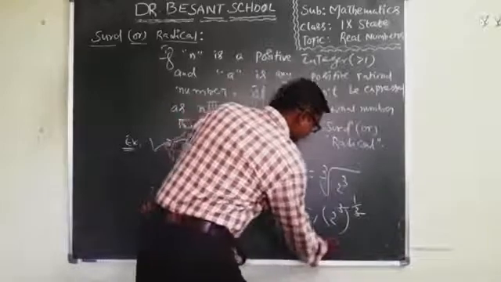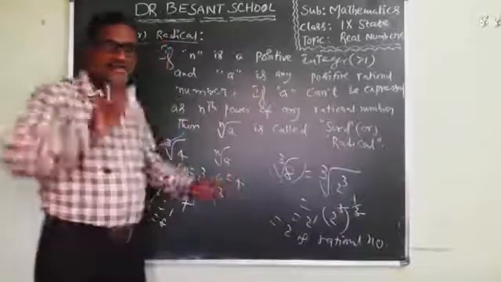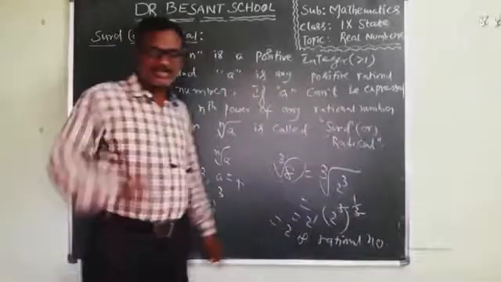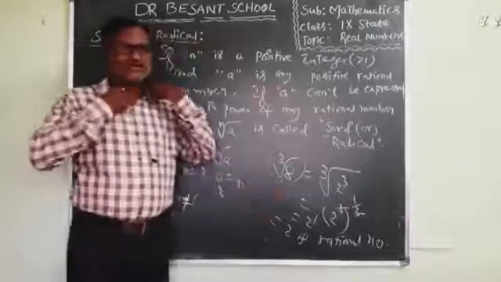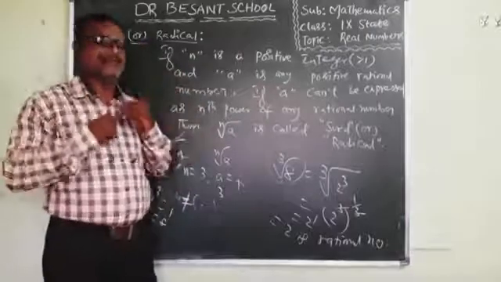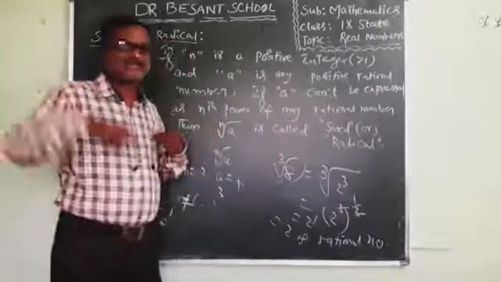2 is a rational number. So cube root 8 is not an irrational number. Cube root 8 is 2. So cube root 8 can be simplified. If cube root 8 cannot be simplified, then cube root 8 is called an irrational number, that is called a surd.